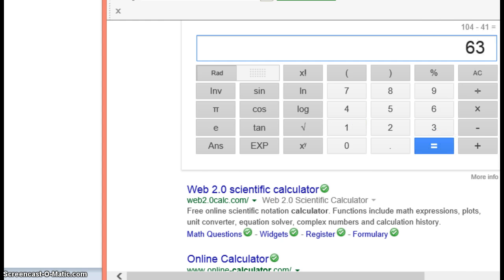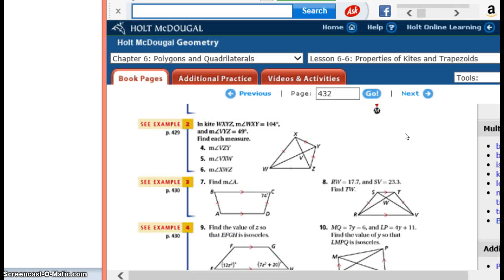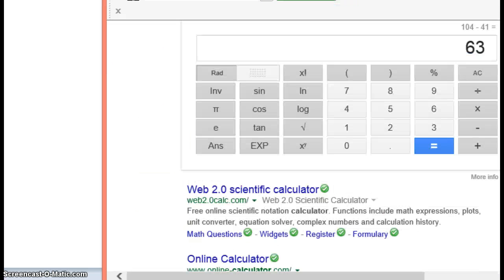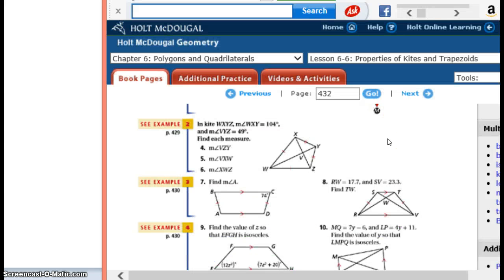And we get 63. And you know what? We have the magic of math on our side and find that this VXW is, drumroll please, 63 degrees. Okay? So to recap what happened, magically, we know this angle.